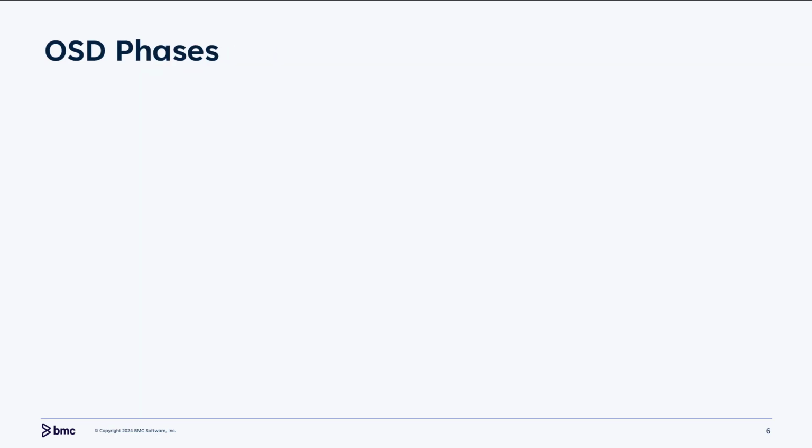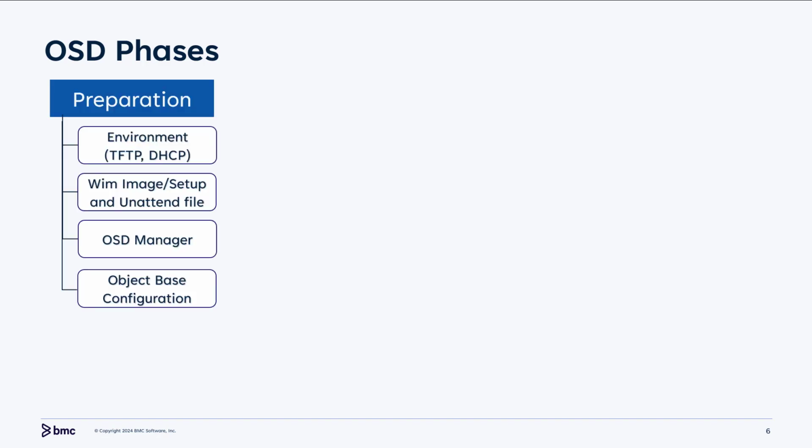There are three main phases to the deployment of an operating system, each involving multiple tasks. The preparation phase: the files needed for the actual deployment as well as the environment required by the OSD manager are prepared at this phase. It also includes the setting up and making of the OSD required components like the disk configuration and drivers.